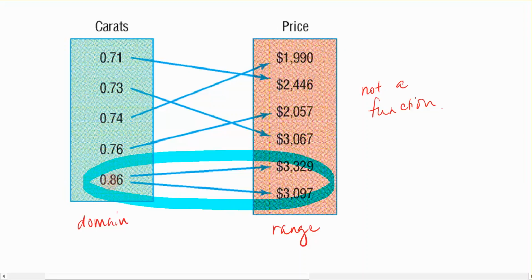So I go home and I sweet talk my husband, and he relents and he goes back to the jeweler and he picks out this same diamond, but the jeweler is going to sell it to him for $3,300. That's not what he was expecting, is it? He was expecting to get it for $3,000, but the jeweler was going to sell it to him for $3,300. So if I have an input and I'm not quite sure what the output is going to be, because I have multiple choices for an output, that tells me that I don't have a function.